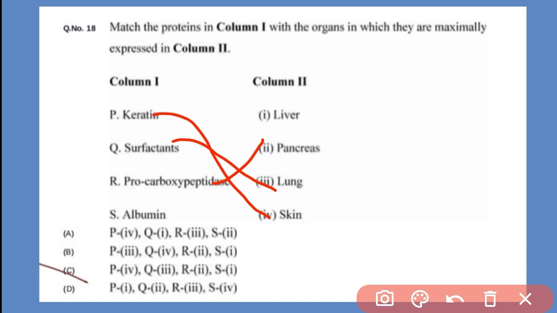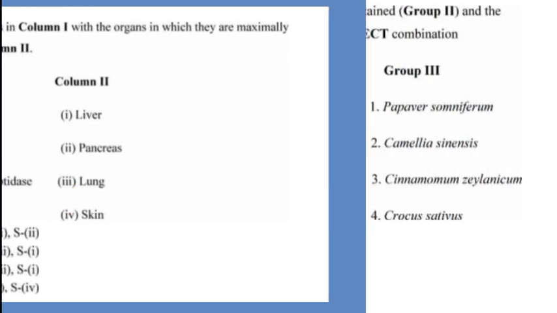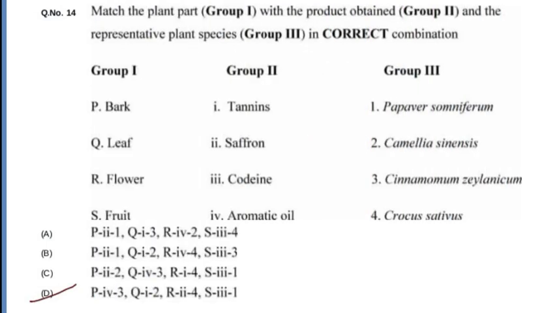Then albumin. Albumin is a protein made by the liver. Albumin enters the bloodstream and helps to keep fluid from leaking out of the blood vessels into the outer tissue. It also carries hormones, vitamins and enzymes throughout the body. Albumin is a water soluble globular protein produced in the liver. So this combination is in option C. Option C is the answer to this question. This is a repeated question.